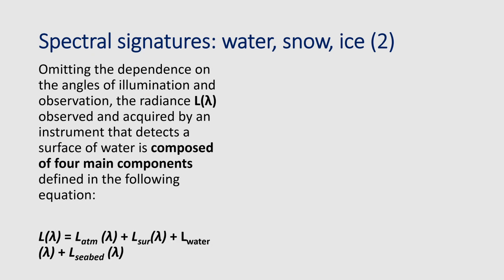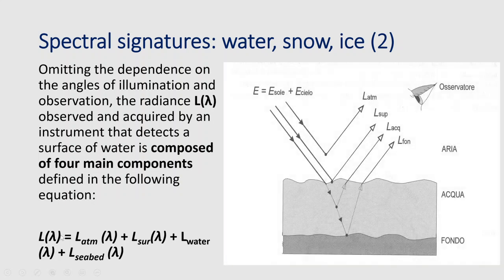So you see the total amount of radiance that is coming from the water is the sum of the radiance that is coming from the atmosphere. You see here that is the energy that is scattered by the atmosphere, that is not going to strike the water surface but is going directly to the sensor without any interaction with the water. Then we have the sum of the radiance that is coming from the surface of the water, you see here.